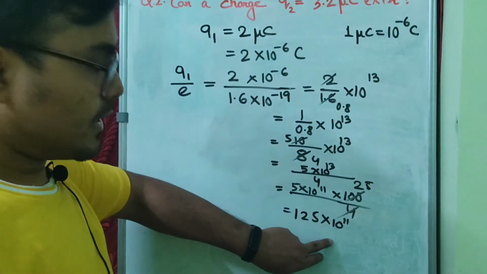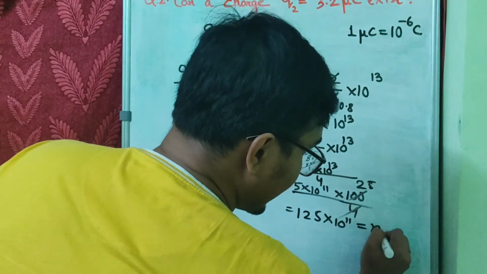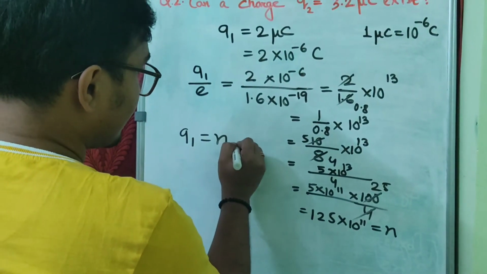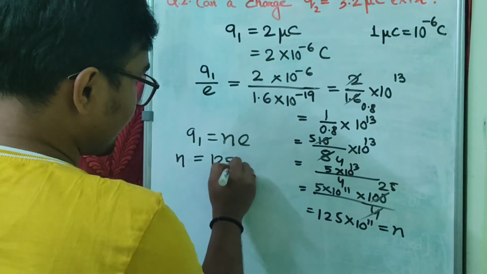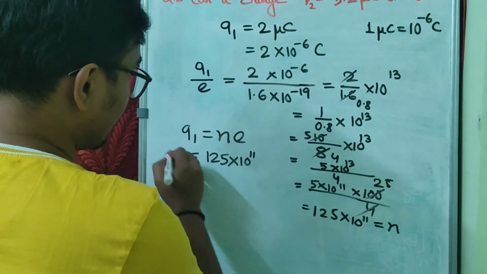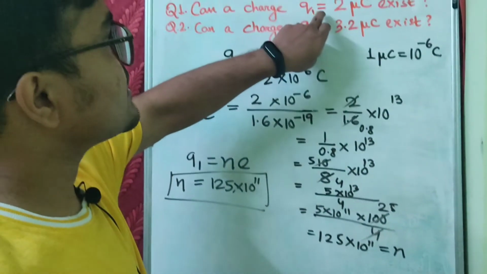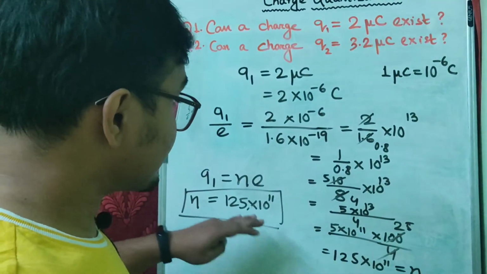This is an integral number, so we can call it n. So we can write Q1 equal to n into E, where n is equal to 125 into 10 to the power 11. So this is an integral number. So this charge, 2 microcoulomb, can exist in nature.